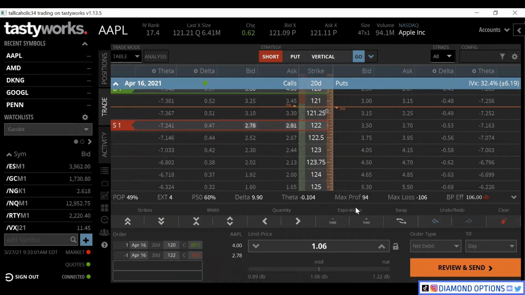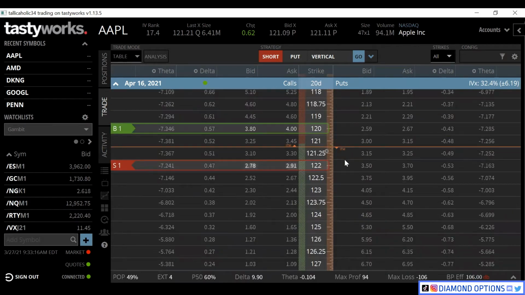But you can see that our max profit is only 94 here, and our max loss is 106. Now, how do we calculate our max loss and max profit on debit strategies? Well, it's the width between your strikes, subtracted by what we're paying for this spread. The width between these two strikes is $2, so that's 200, because it's options and everything's times 100. So 122 minus 120 is 2, which is 200.